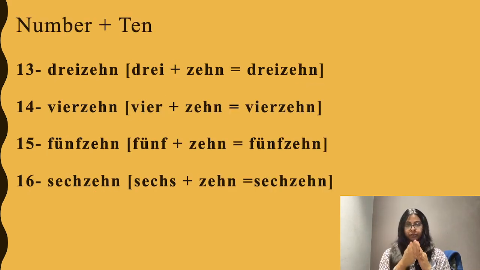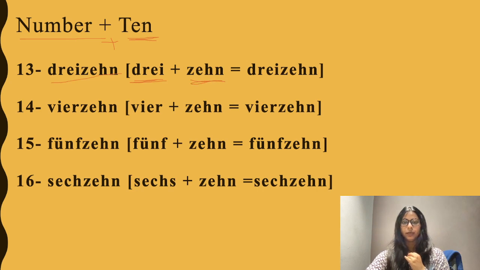Now, numbers from 13 to 19 follow a very simple rule. So what is that rule? The rule is that you take the number and add the word for 10 in German. So for example, 13 is dreizehn. We take the number 3 plus 10, which is zehn, so we get dreizehn. Same way, 4 plus the 10, zehn, we get vierzehn.